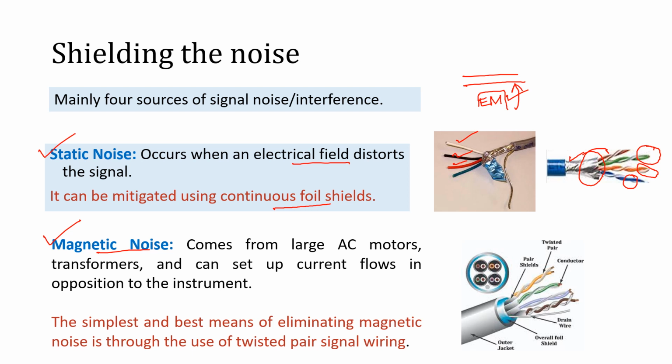This can be easily removed. Please note down, when we are talking about electric field noise, it can be removed with the help of foil shield. When we have magnetic noise, we can remove this with the help of twisted pair. What is twisted pair? Here is an example.